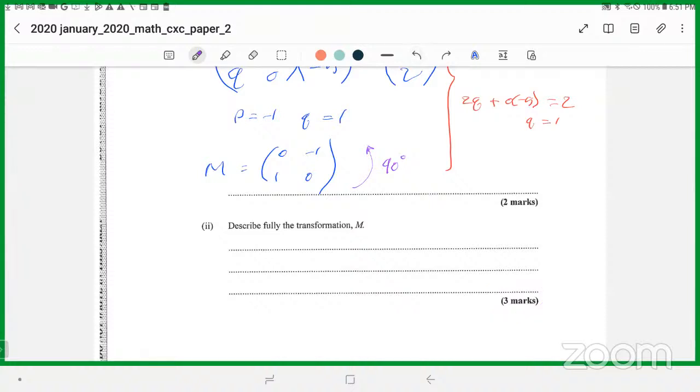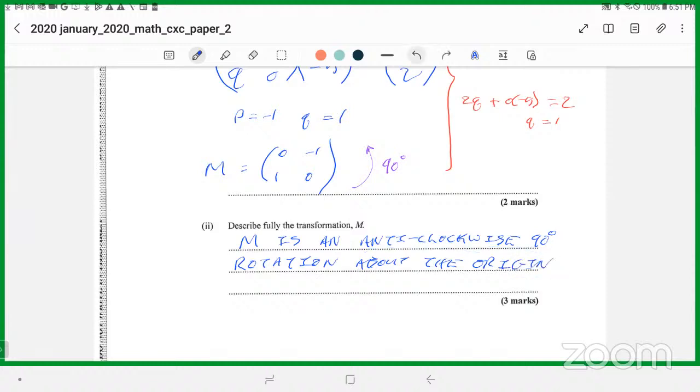So we can just write: M is an anticlockwise 90-degree rotation about the origin. Let's call it transformation M. That's it. If you don't write this part, you're going to lose a mark. It's 3 marks for this.